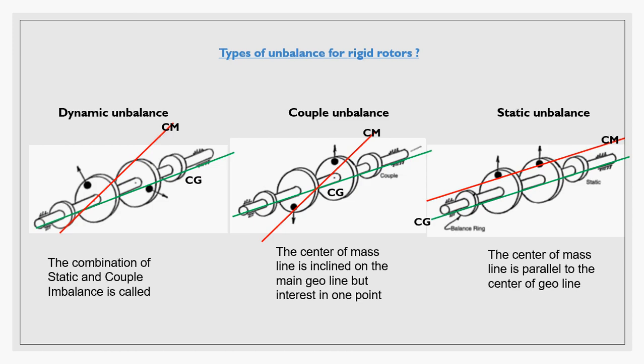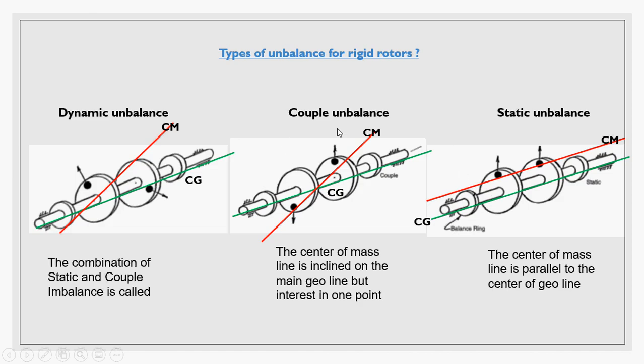What are the unbalance types? We have different types of unbalance on rigid rotors. We have static unbalance, and this happens when the center of mass is away from the center of geometry with eccentricity, what we talked about before, and the center of mass is parallel to the center of geometry. We can see here the heavy spots almost at the same location at the two planes.